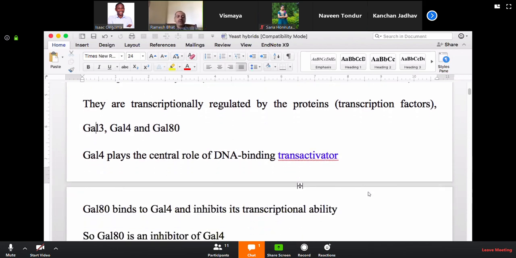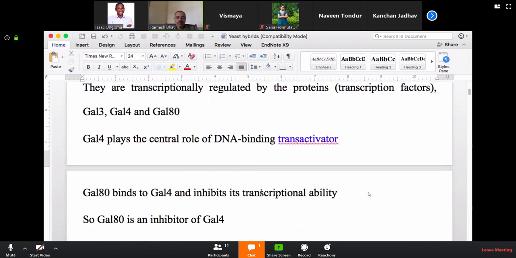Now we shall look into the specific activity of GAL4. GAL4 is a transcription activator. It means whenever it binds to the DNA in the specific region, in the promoters of those 6 genes, the transcription of those 6 genes is activated. But there is another transcription factor called GAL80. When GAL80 binds to GAL4, then GAL4 becomes inactive. When GAL4 is inactivated, the transcription of those genes is inactivated. Therefore, galactose cannot be converted into galactose 6-phosphate.